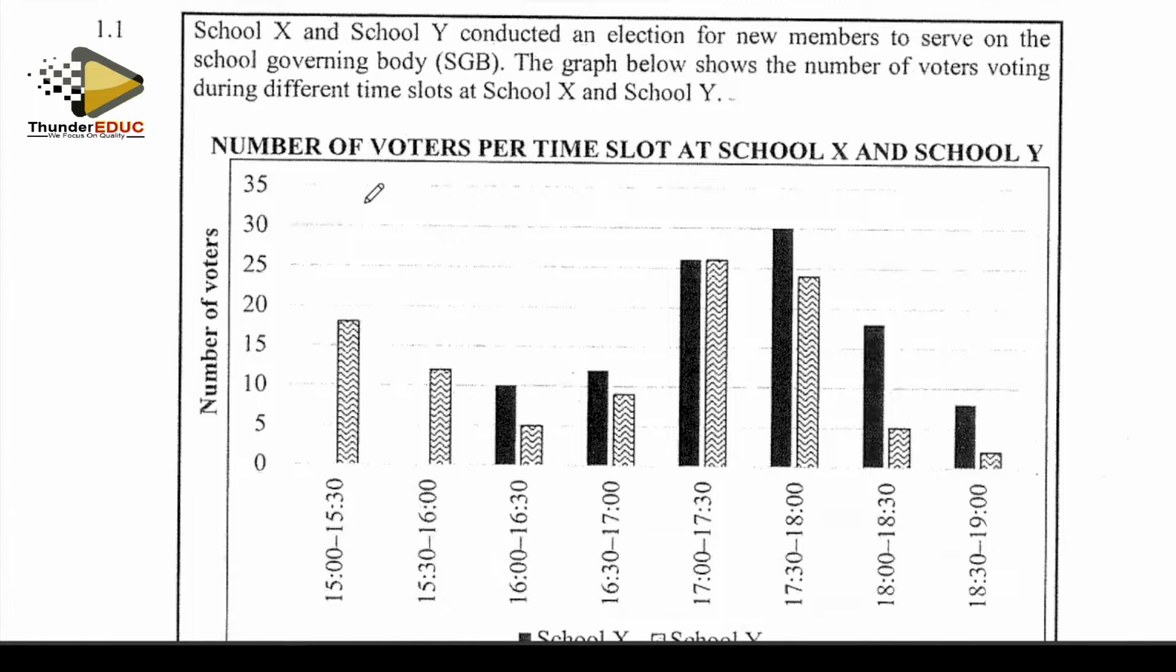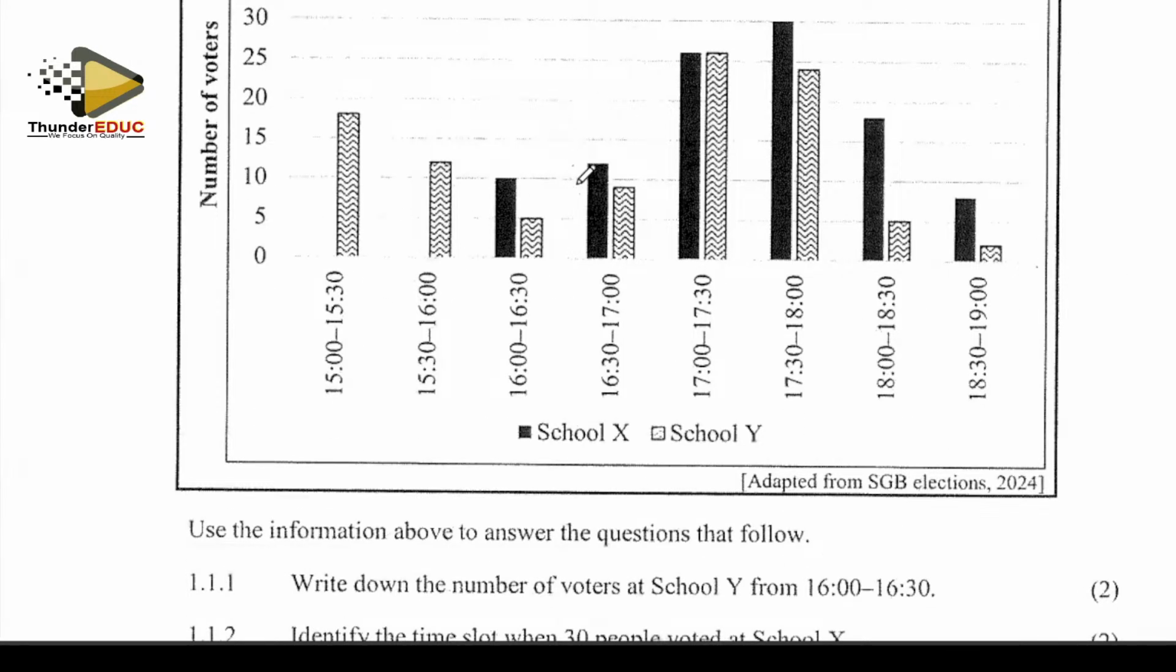Question number 1. School X and School Y conducted an election for new members to serve on the school governing body. The graph below shows the number of voters voting during the different time slots at school X and Y. Number of voters per time slot at school X and Y. And here we have the graph. These were the times and these were the numbers.